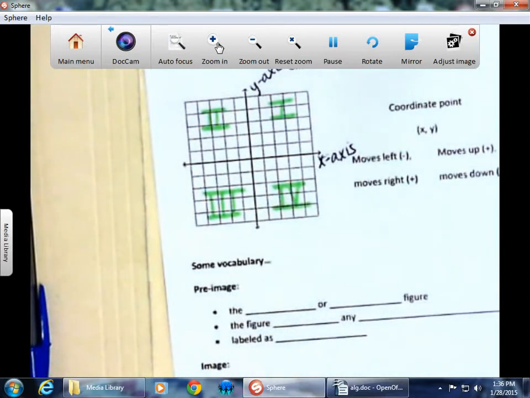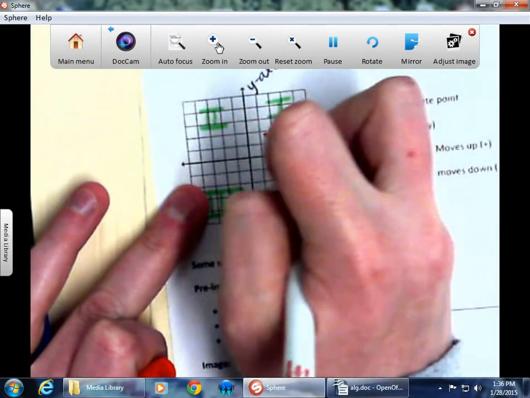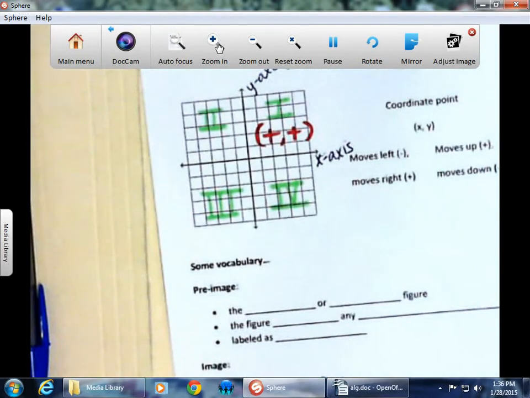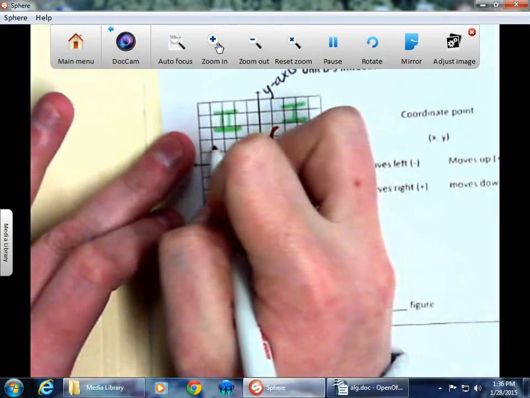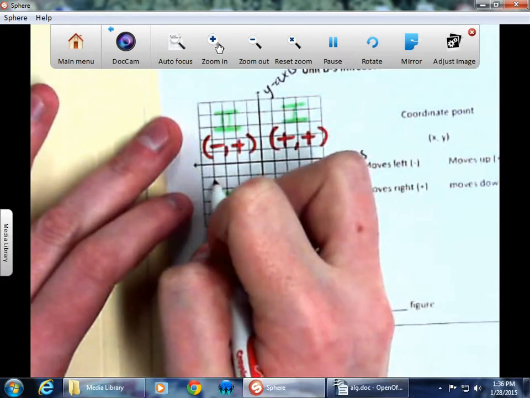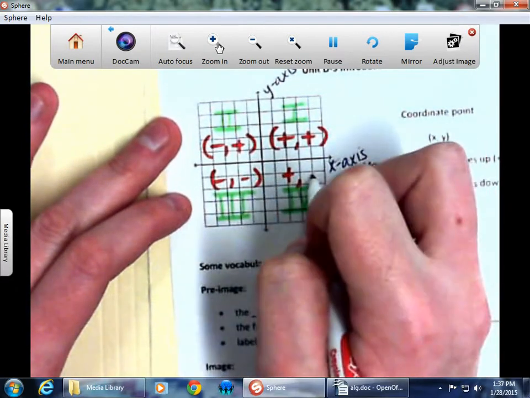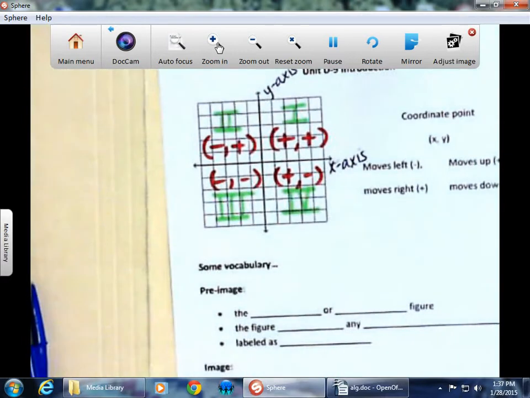When you go through and you're looking at the coordinate points for this, the first quadrant, quadrant 1, has a positive x and a positive y coordinate point. Quadrant 2 has a negative x and a positive y. Quadrant 3, they're both negative. And quadrant 4, positive x, negative y. So those are just some reminders about the coordinate plane.